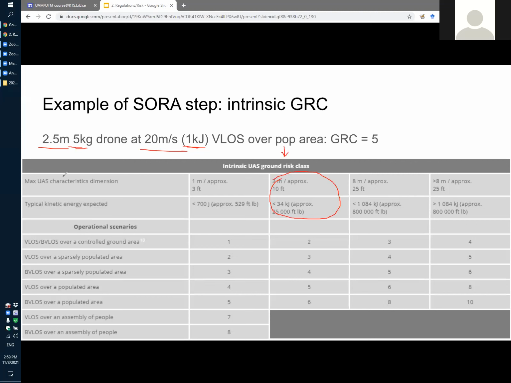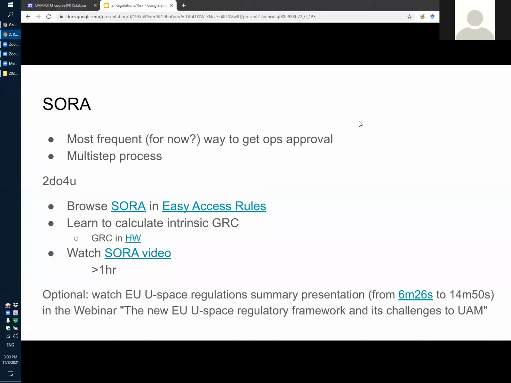So you look at this column, and then you look at your operational scenario, whether you're flying over a populated or non-populated area, visual line of sight or beyond visual line of sight, where you don't see your drone. And at the intersection of these two, you find the intrinsic ground risk class. Okay, so I went over it very quickly, but you'll have to do more of it in the homework and see how it's done in SORA.